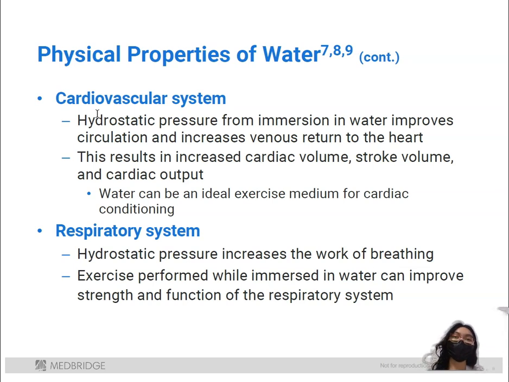Next would be your respiratory system. Hydrostatic pressure increases the work of breathing. Not only yung ating blood vessels ang somehow feels the hydrostatic pressure, but also the lungs, no? And because of that, there is an increased work of breathing, and this would act as if siya yung pang-exercise natin pagdating sa respiratory system. Siya yung magiging resistance natin, no?